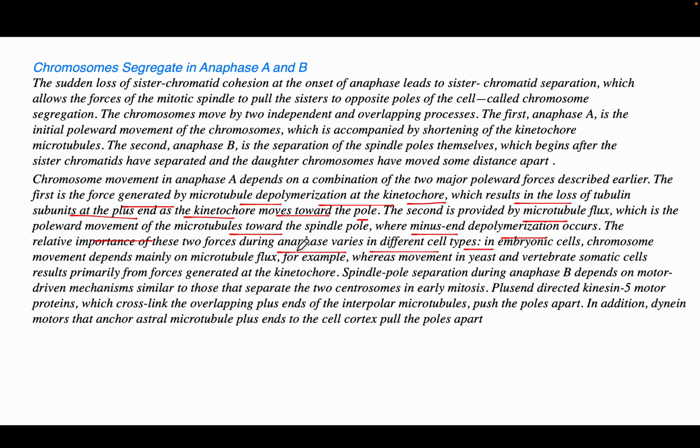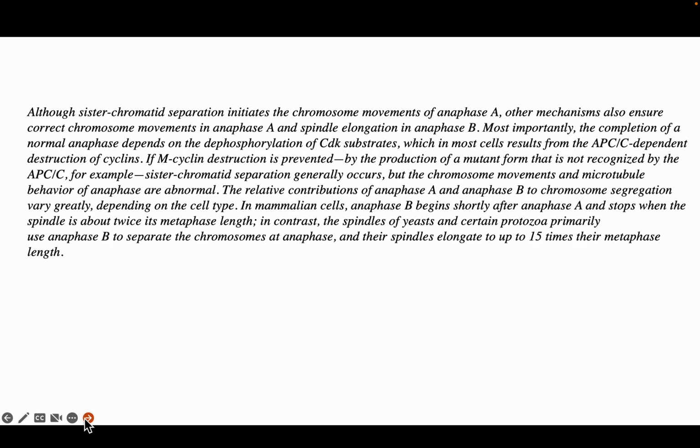The relative importance of these two forces during anaphase varies in different cell types. In embryonic cells, for example, chromosome movement depends mainly on microtubule flux, whereas movement in yeast and vertebrate somatic cells results primarily from forces generated at the kinetochores. So, although sister chromatid separation initiates the chromosome movements of anaphase A, other mechanisms also ensure correct chromosome movements in anaphase A and spindle elongation in anaphase B.